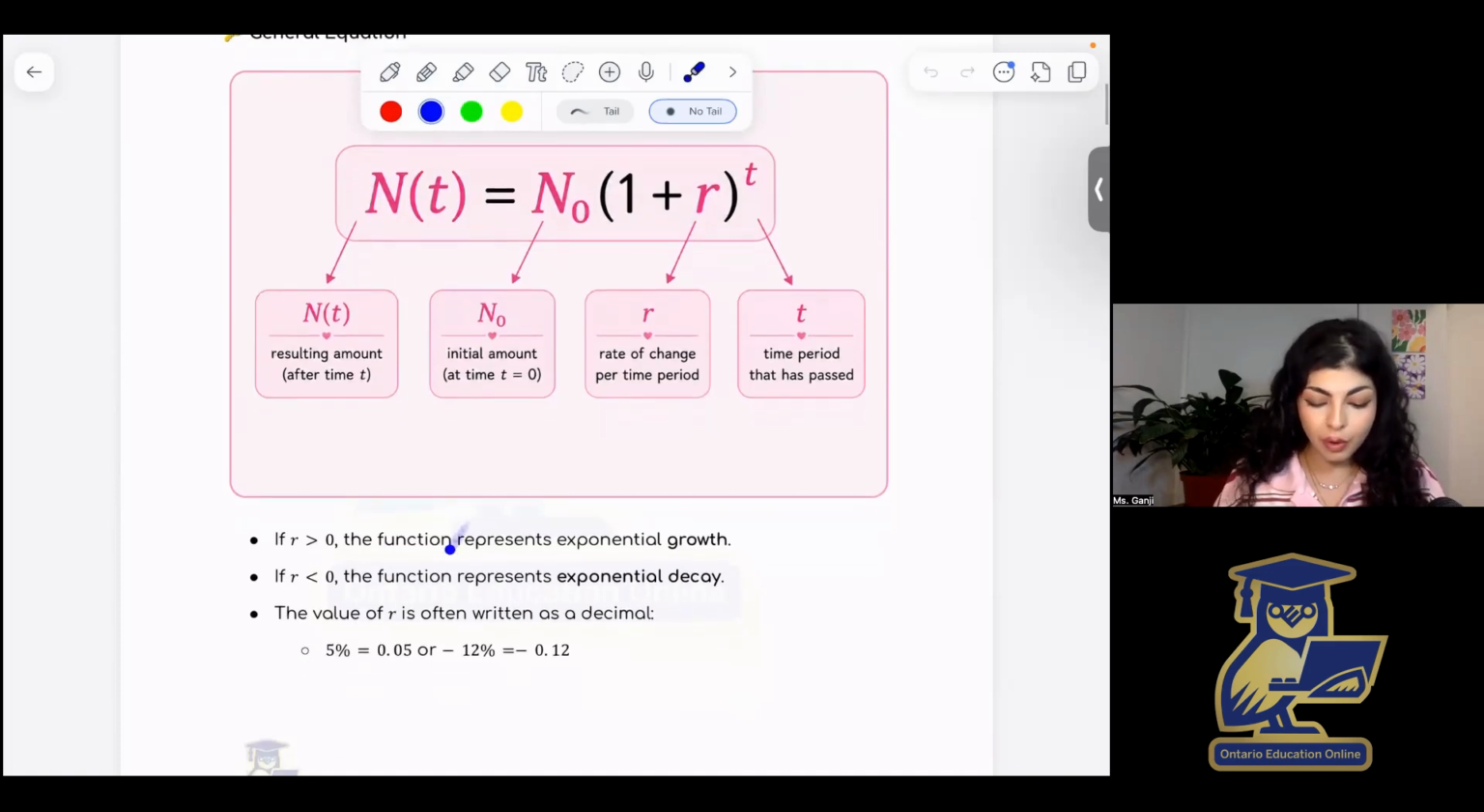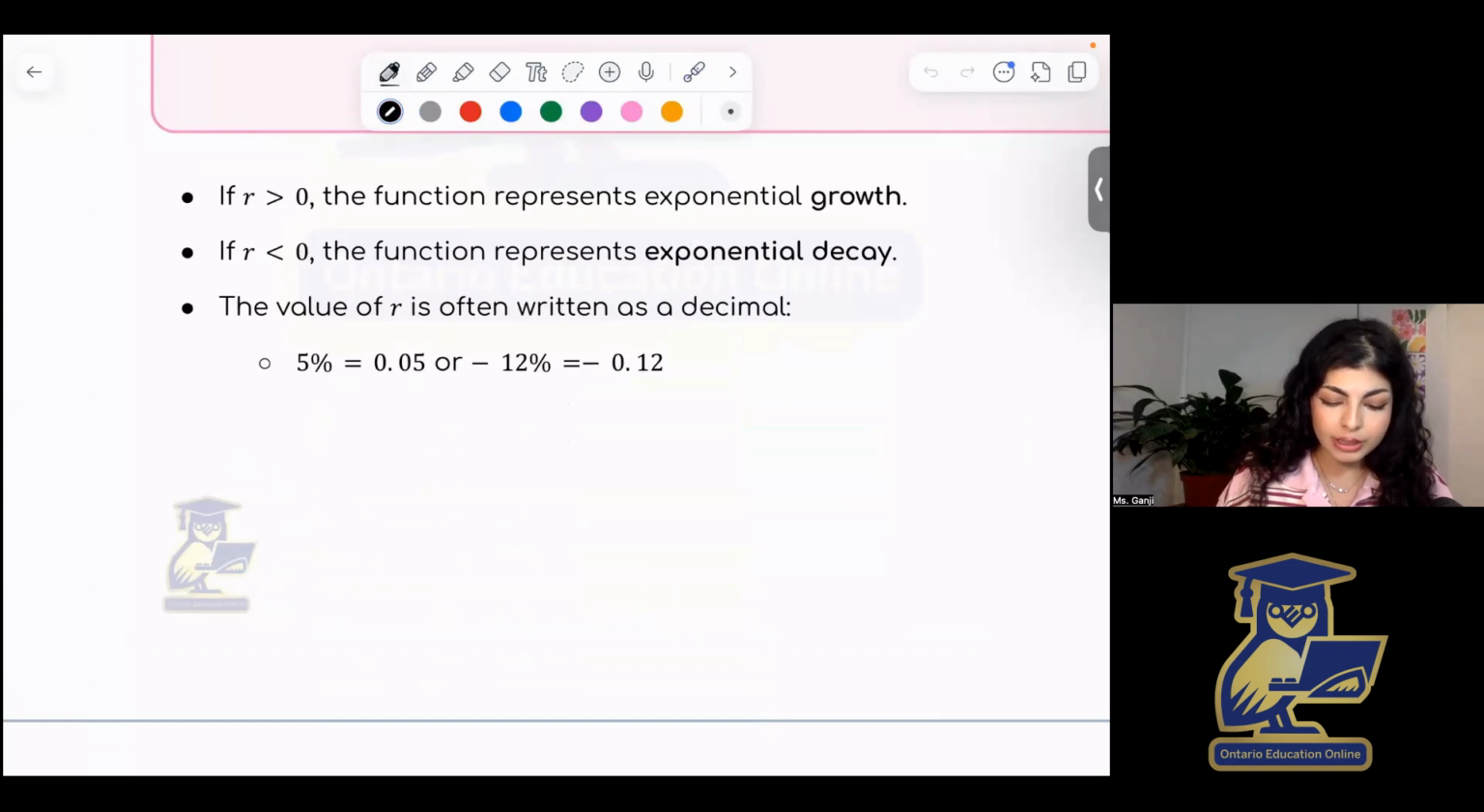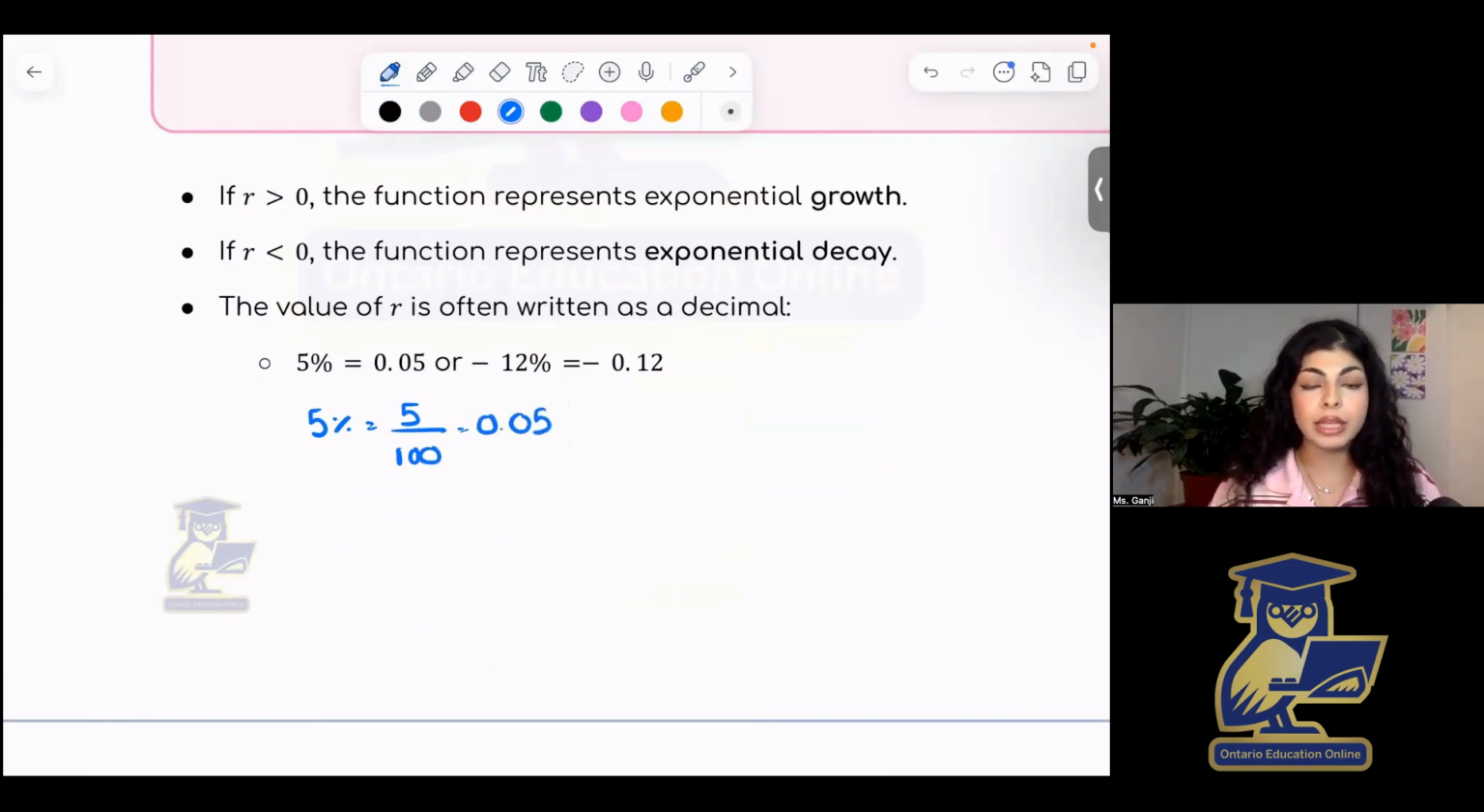And the value of r is written as a decimal. So whenever you have a percentage, you do have to convert it to a decimal. So 5% will be 0.05, or negative 12% will be negative 0.12. And remember, this is just division. 5% is 5 over 100. So it's just dividing by 100, which means moving the decimal point over 2 times.